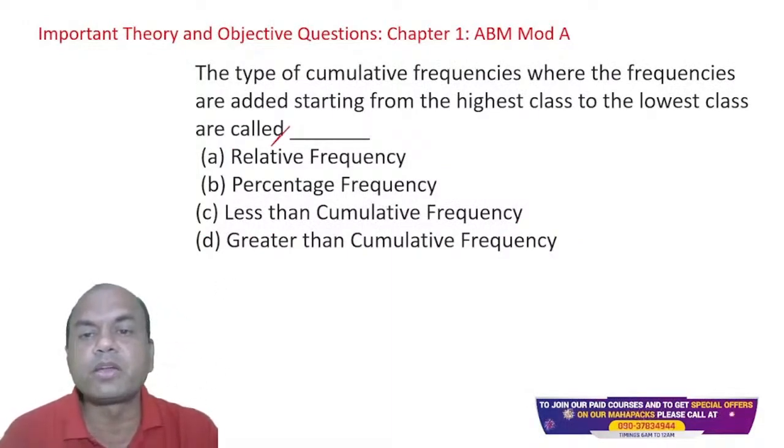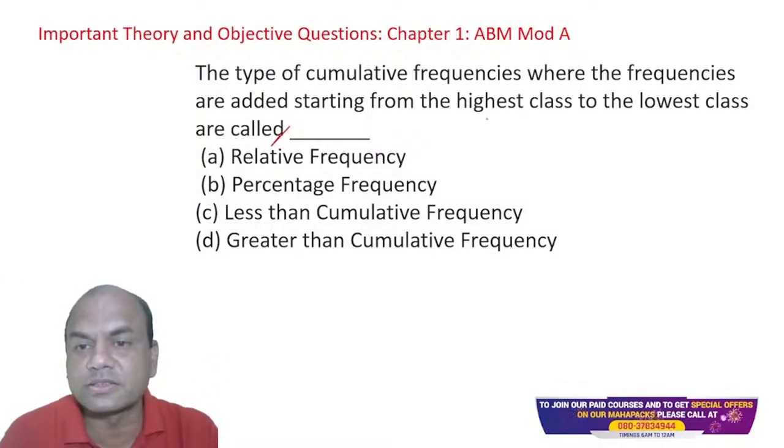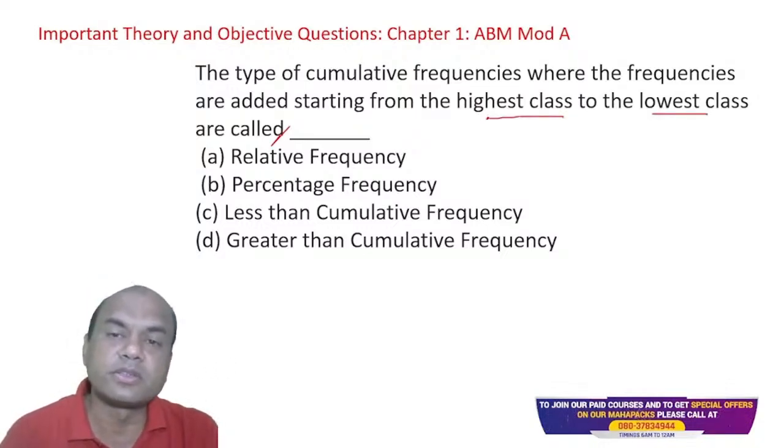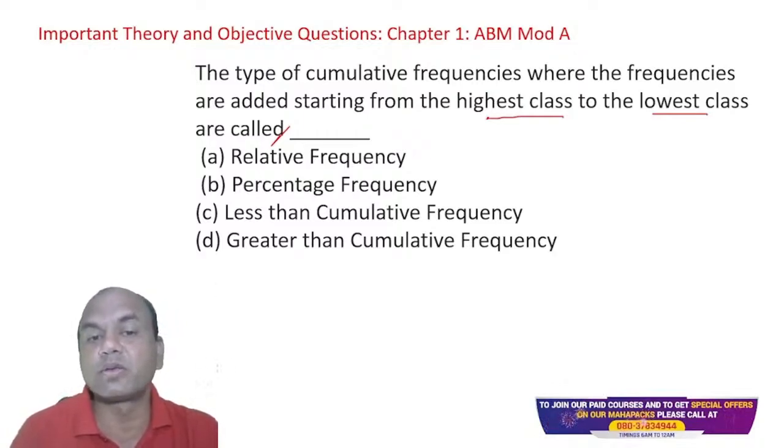The type of cumulative frequency where the frequencies are added starting from the highest class to the lowest class is called as. Now look at this. Cumulative frequency starting from the highest to the lowest. Now what do you mean by this? Firstly, what is cumulative frequency? What is the meaning of the word cumulative?